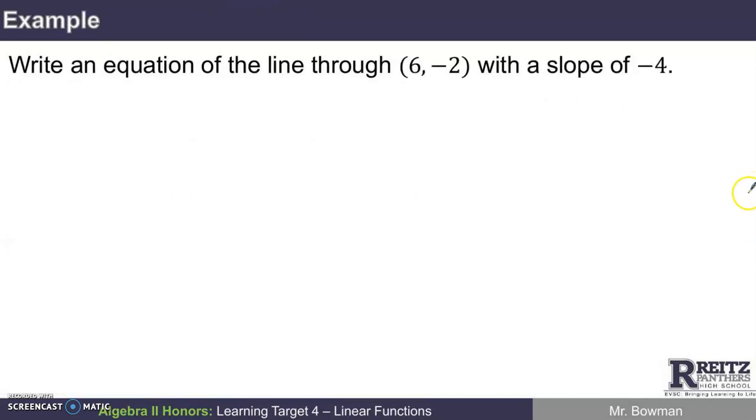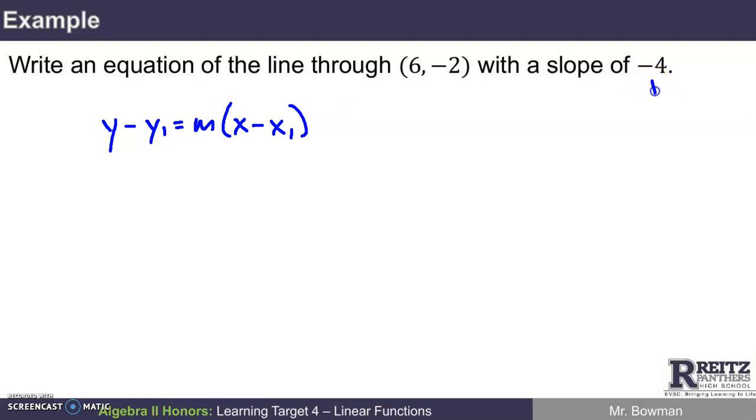Let's work through a couple of examples together, and then I'll ask you to try one. This example says write an equation of the line through the ordered pair 6, negative 2 that also has a slope of negative 4. What I'd like to do is use that point-slope form of the line equation, y minus y sub 1 equals m times x minus x sub 1.